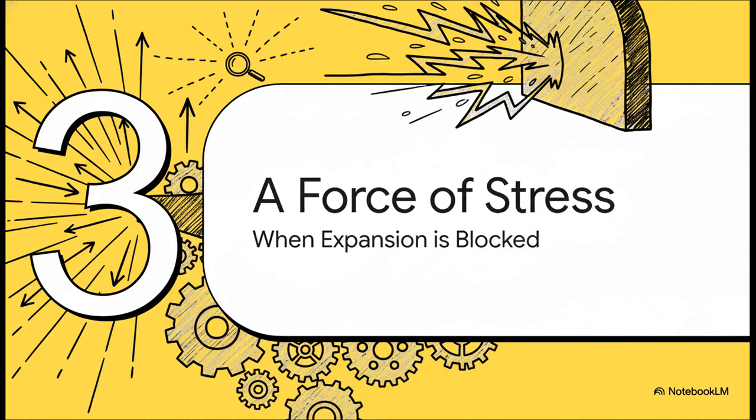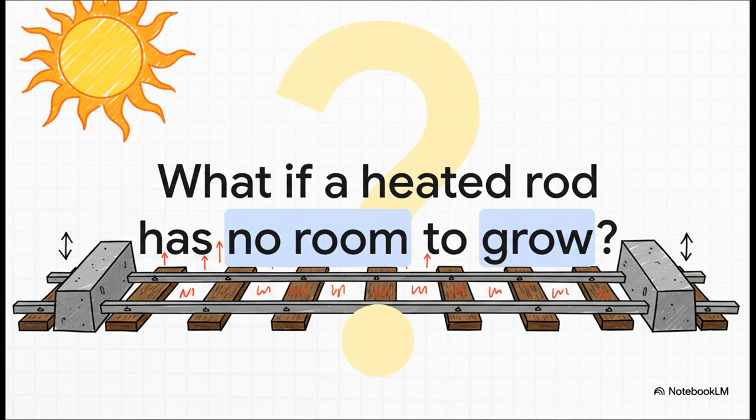All right, so we know this expansion happens, and we can even predict it. But the real challenge for engineers comes when we try to stop it. What happens when you try to contain this absolutely incredible force? Let's think about a scenario that engineers deal with constantly. Imagine a steel railway track on a scorching hot summer day. The sun is beating down, the metal is heating up, and it wants to get longer. But what if it can't?